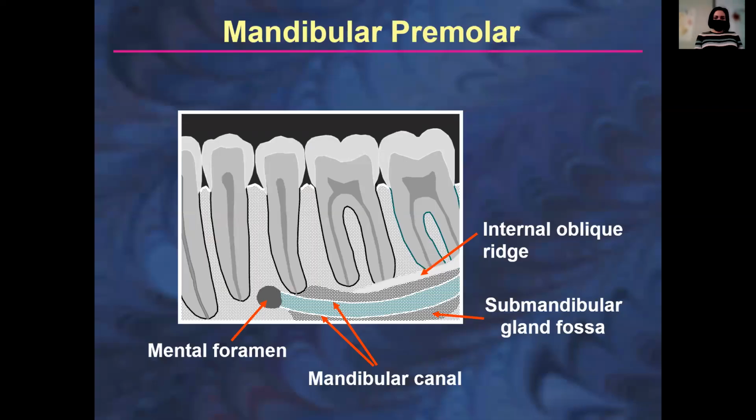And then here we have the mandibular premolar, so the mental foramen next to your mandibular canal. Sometimes you can see some of the internal oblique ridge, which is also called the mylohyoid line. They're interchangeable, internal oblique ridge or mylohyoid. And then your submandibular fossa. Some of this stuff you guys have been looking at in Canals. So Friday's group, you'll see more of this stuff in Canals.